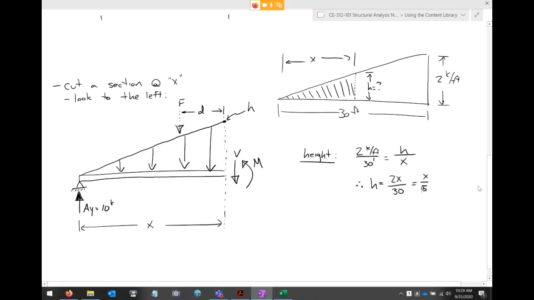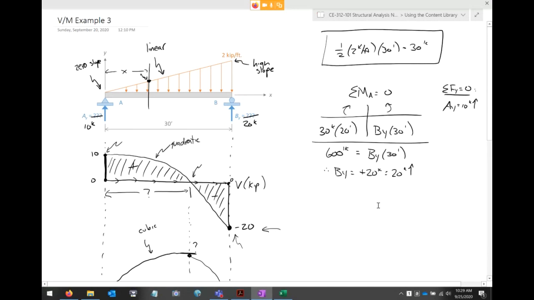What happens if I plug in X equals 0? I get 0. Isn't that the height right here? There's no height at 0. What happens if I plug in X equals 30? What is X over 15? It's 2. That's the height right here. So all I'm doing is expressing the height of that triangle as a function of X. That's it, and it's just a line. It's just X over 15.